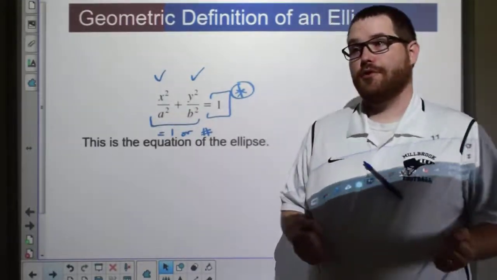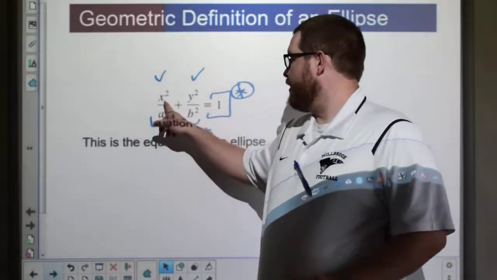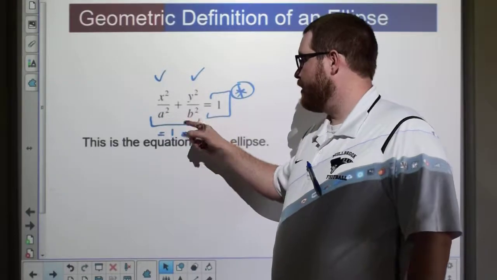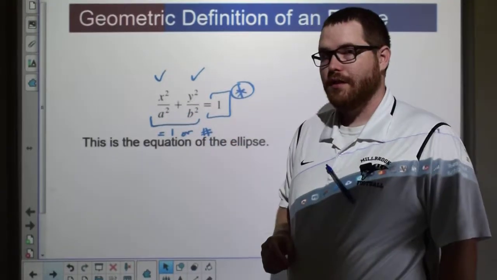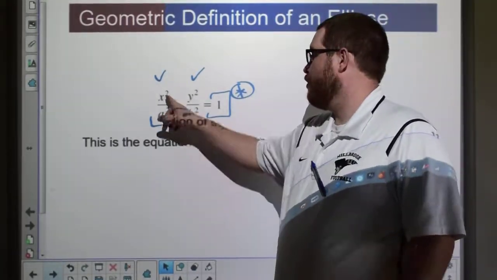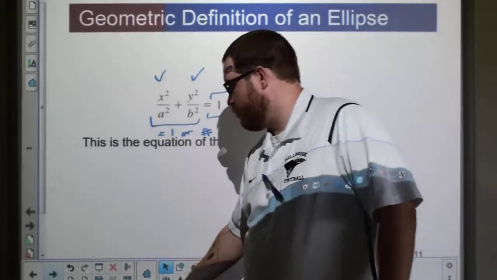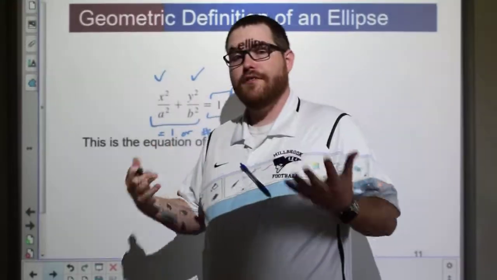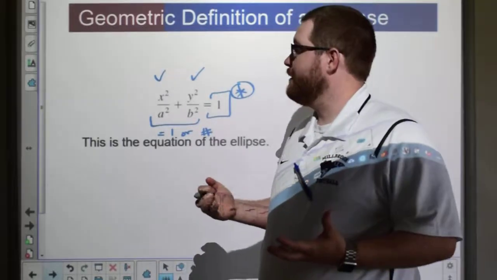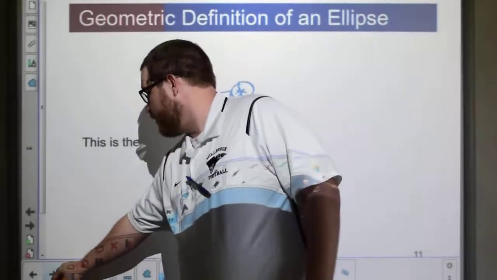Graphing these are actually pretty easy. Remember that the number on the bottom of these is squared, so I'm going to take the square root of both of those numbers. That's going to tell me how far on the x to go and how far on the y to go. For all of these notes today, our ellipse will be centered at the origin, 0, 0.